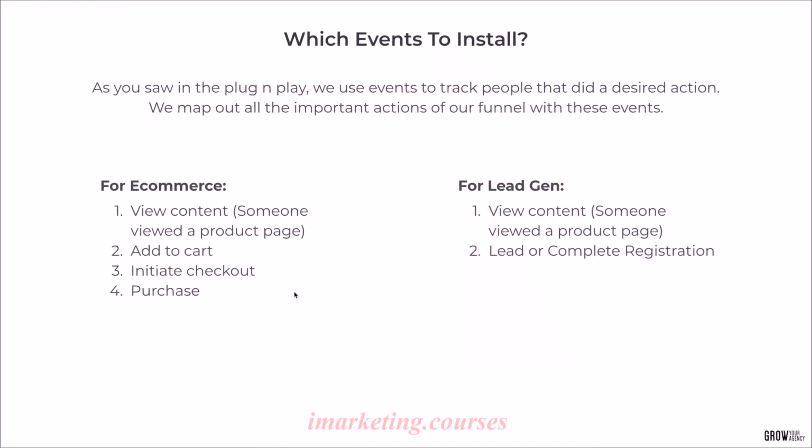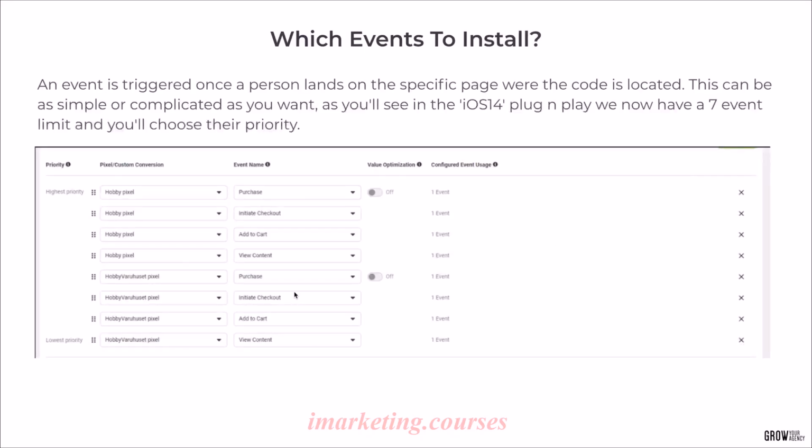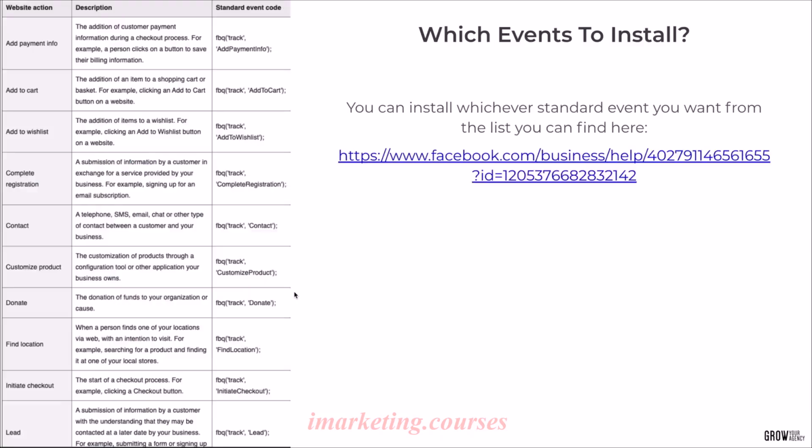As you saw in the plug and play, we use events to track people that did a desired action. So we map out the important ones. I mentioned what the flow would be for e-commerce and for lead gen. Now, quite simply, an event is triggered once a person lands on a specific page where the code is located. This can be as simple or as complicated as you want. And as you'll see in the iOS 14 plug and play, we now have a 7 event limit, and you'll choose their priority. So you only have 7 events that you can use, so you need to be a little bit more wise there.